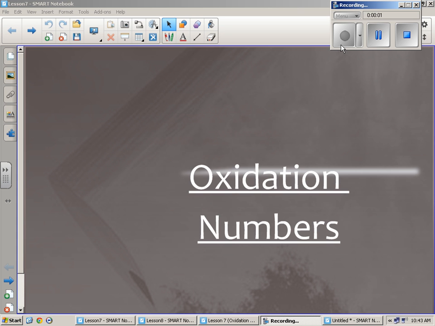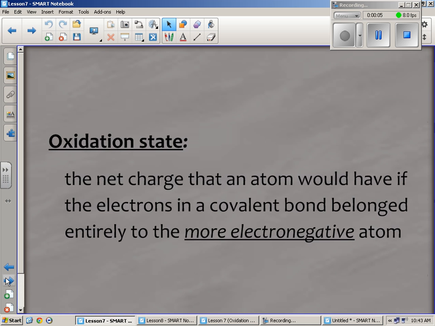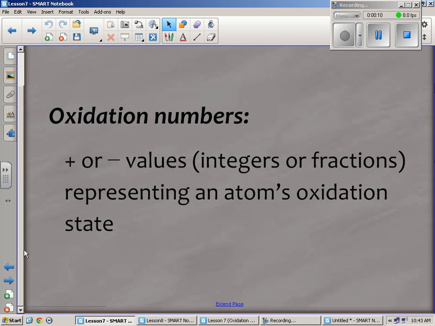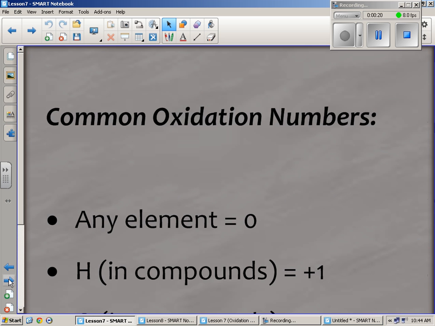Just yesterday we learned a little bit about oxidation numbers. We talked about the oxidation state. Remember, these values can be positive or negative. They can be integers. They can be fractions. So today you're going to see that.